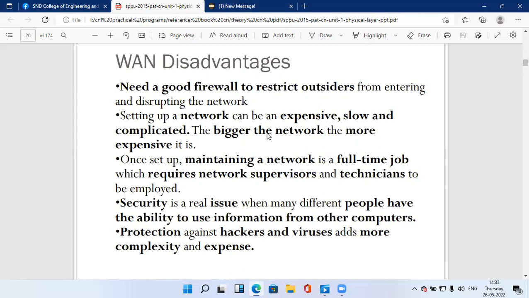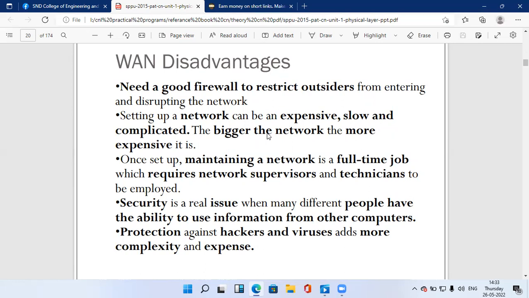Third, setting up and maintaining a network is a full-time job, which requires a network supervisor and technicians to be employed. This is not a small task to maintain the network. It is a big task when we configure the network from country to country or within the country. Skilled persons have to handle that WAN network.